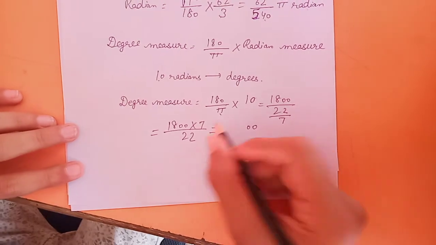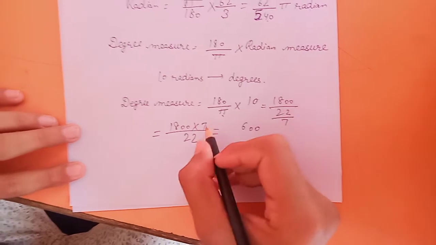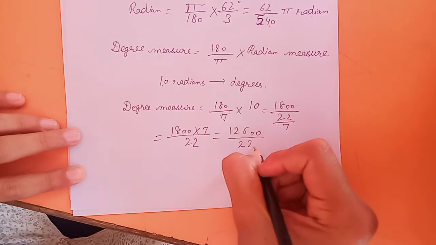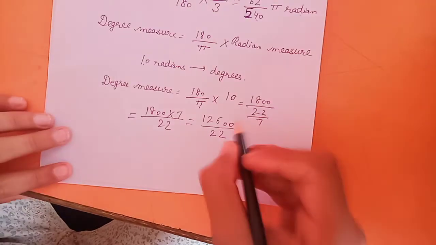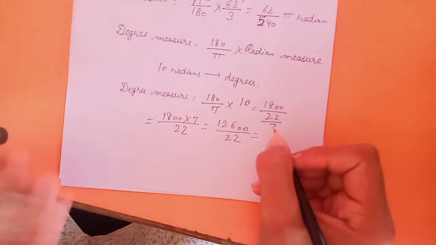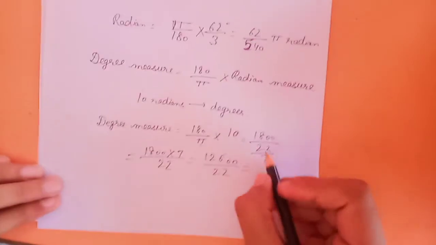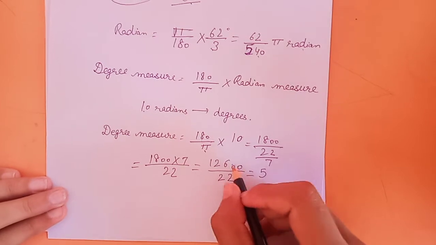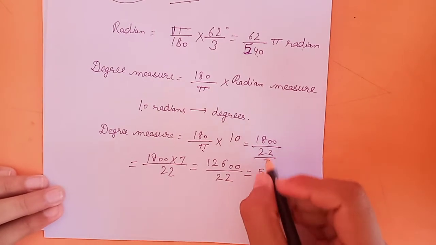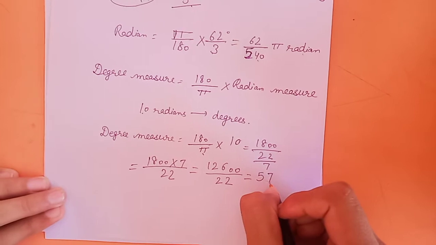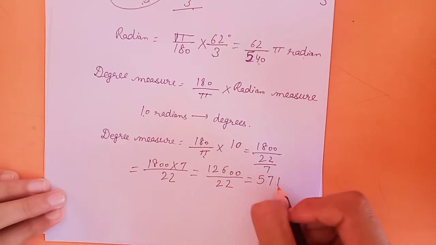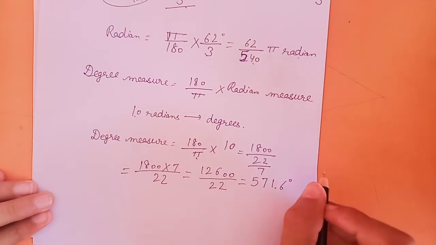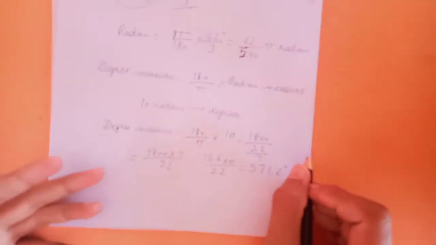0 into 0 is 0, 7 8s are 56, 5 7s are 35 and 5 is 40, 12 by 22. Now we can further solve it. 5 22s are 110, 160, 7 and so on. We get 572 and a fraction, about 572.7 degrees. We will get somewhere near about this. Do you understand the way we have solved it?